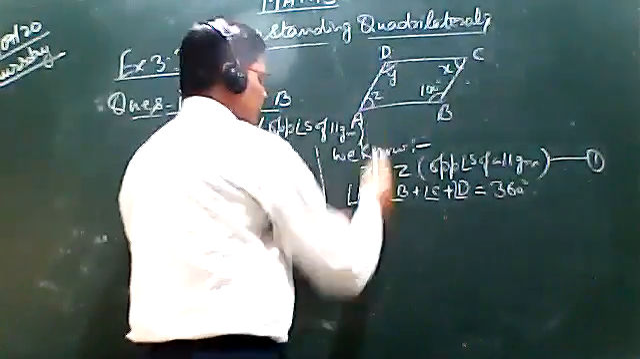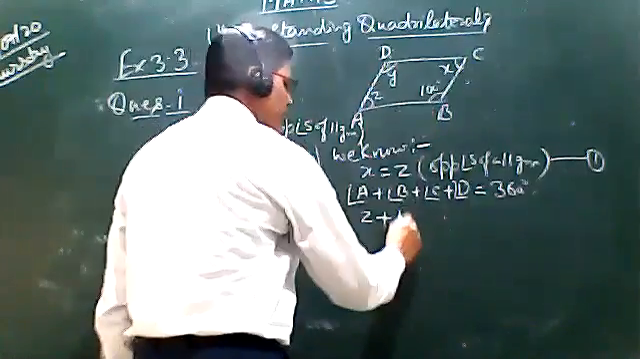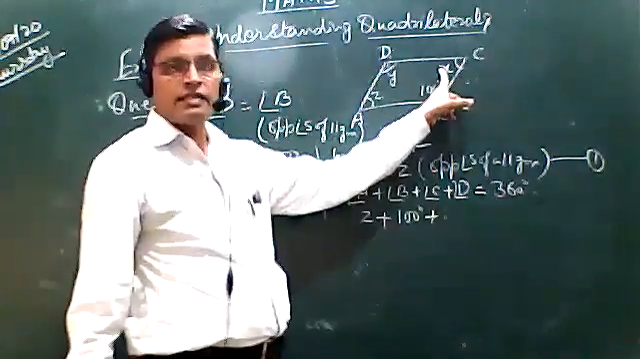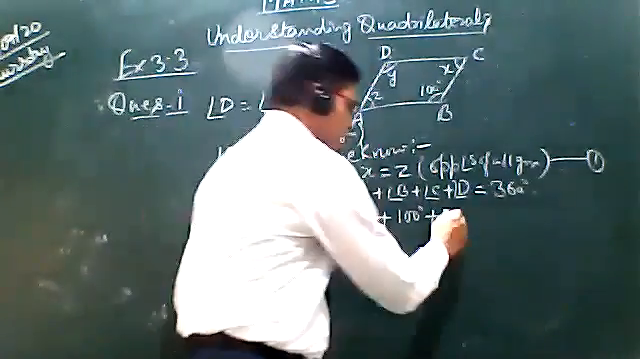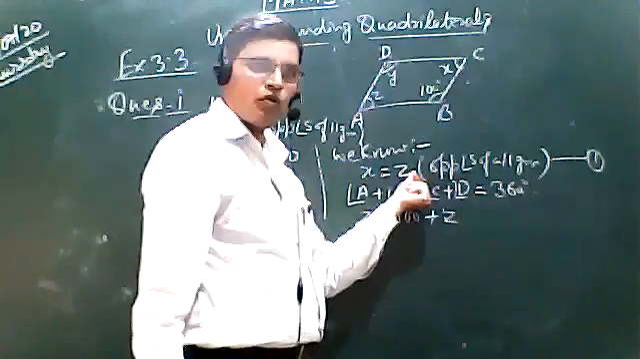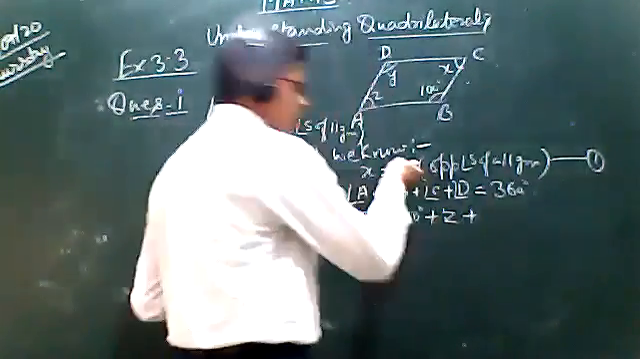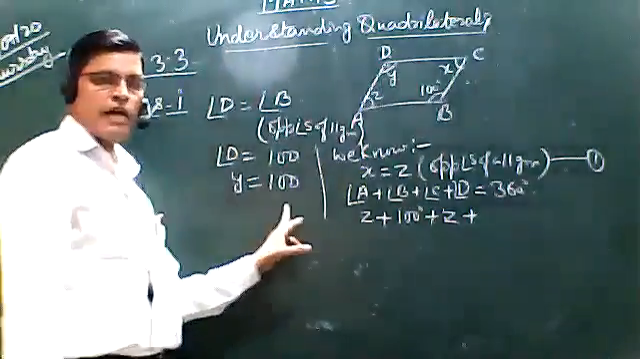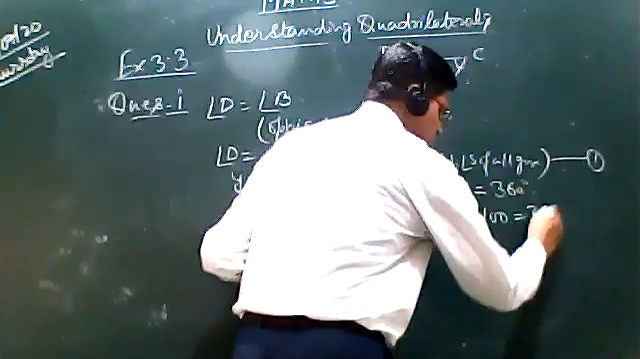we write here Z plus angle B is 100 degree, angle C is X, but here X is equal to Z, we put the value of Z, हमने यहाँ X की जगह Z लिखा क्योंकि X Z के बराबर है, we write here plus, and angle D is, we find here Y is equal to 100, angle D is 100, equal 360 degree.